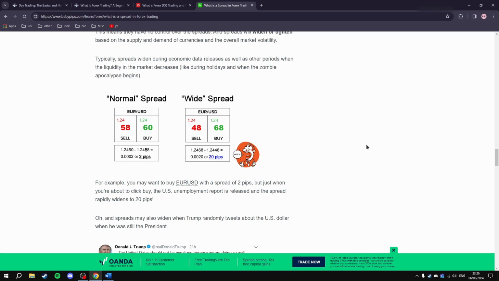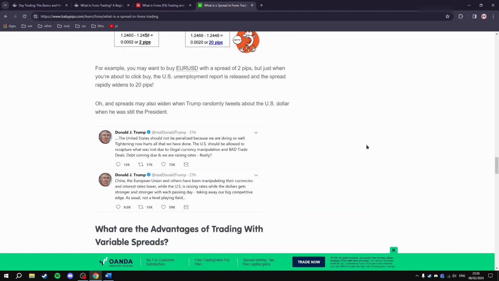Oh, and the spreads may also widen when Trump randomly tweets about the US dollar when he was still the president.